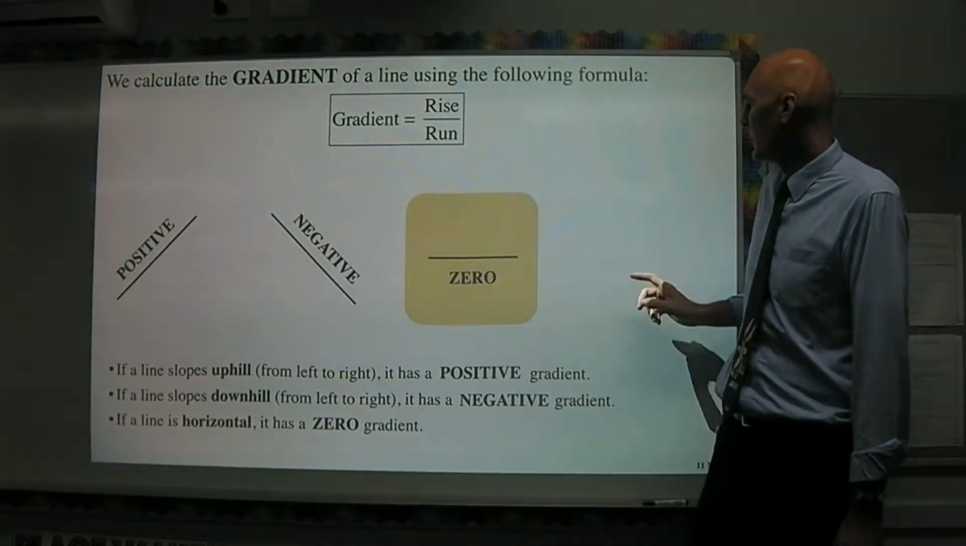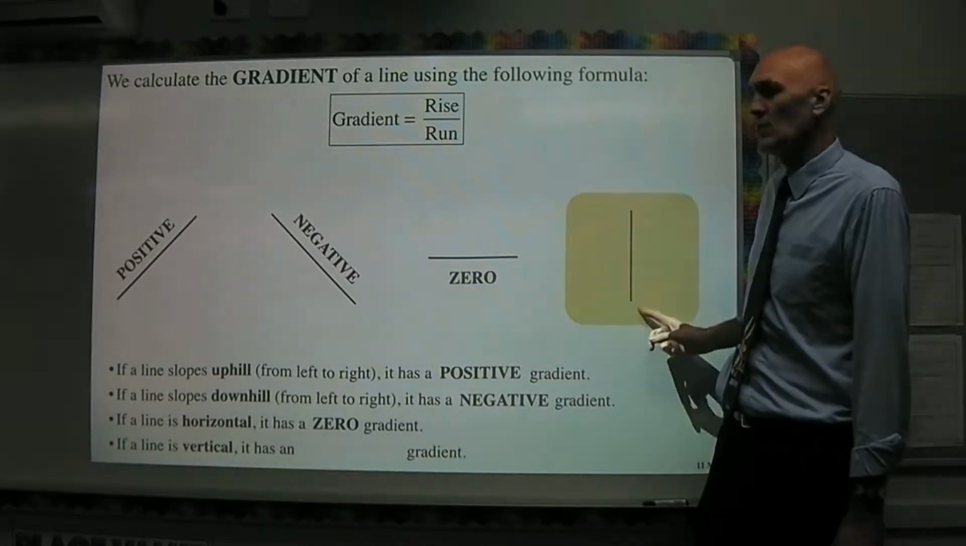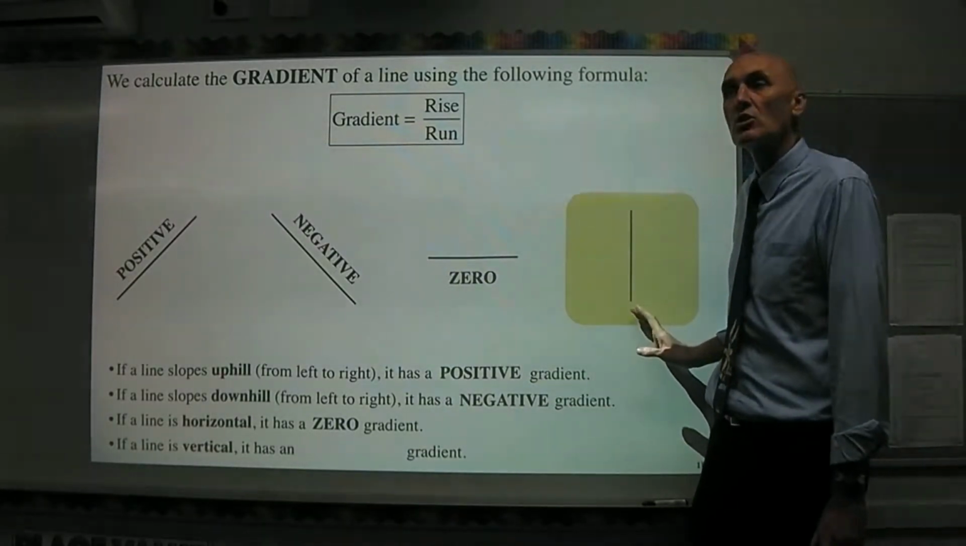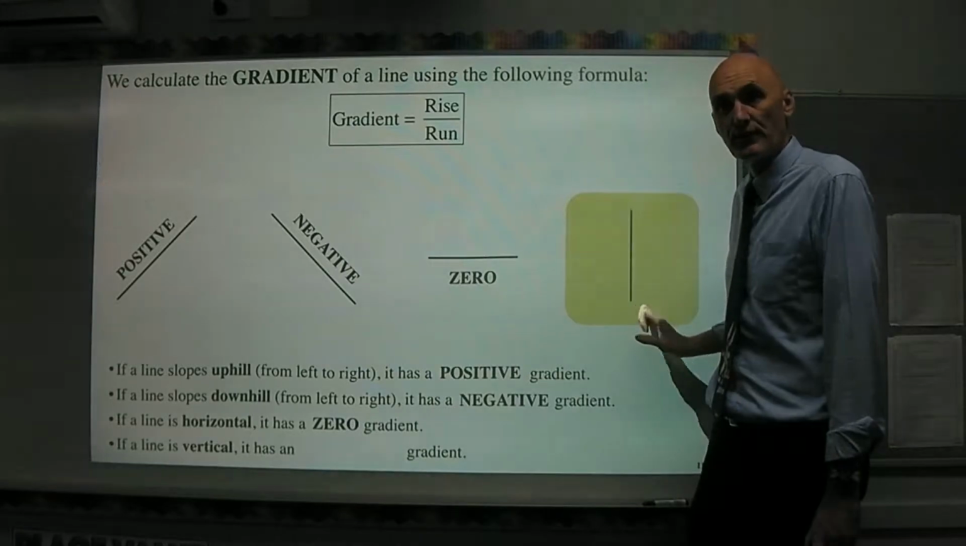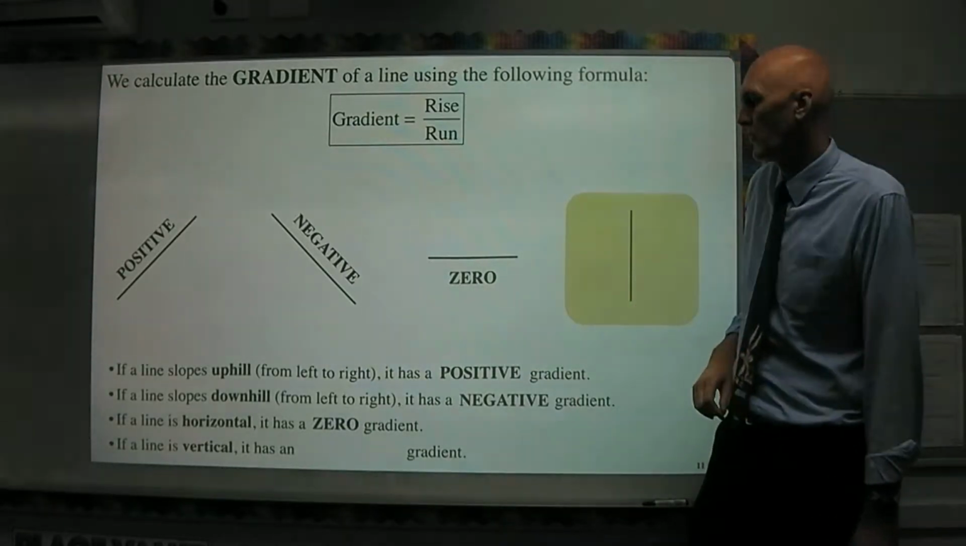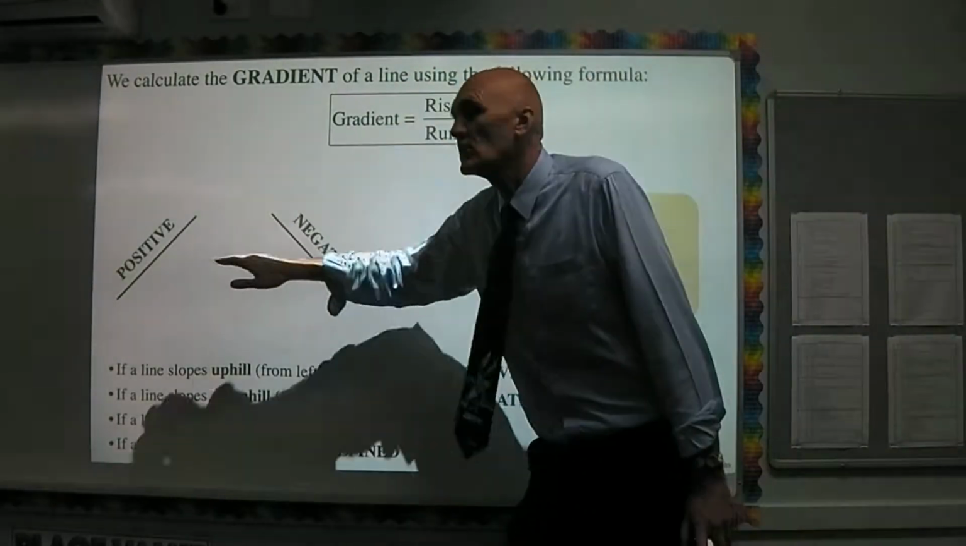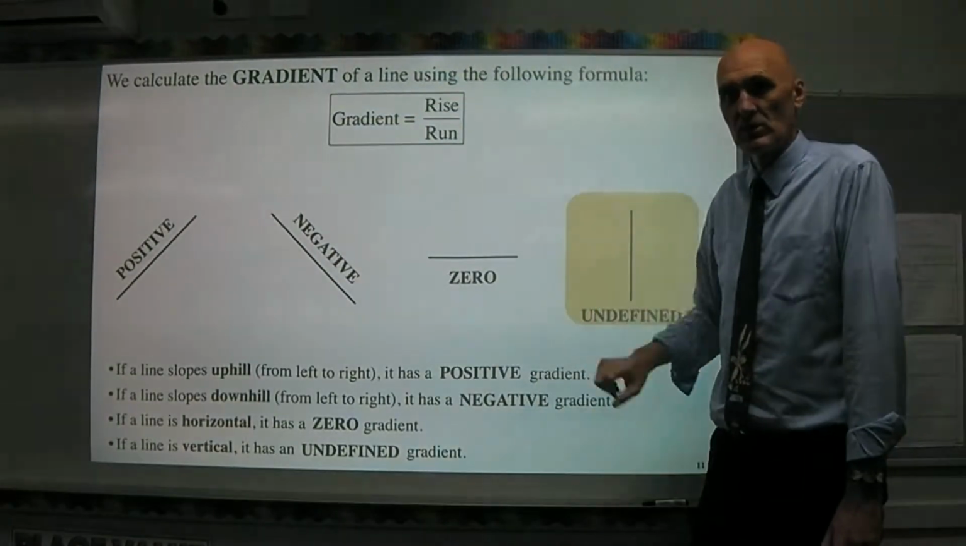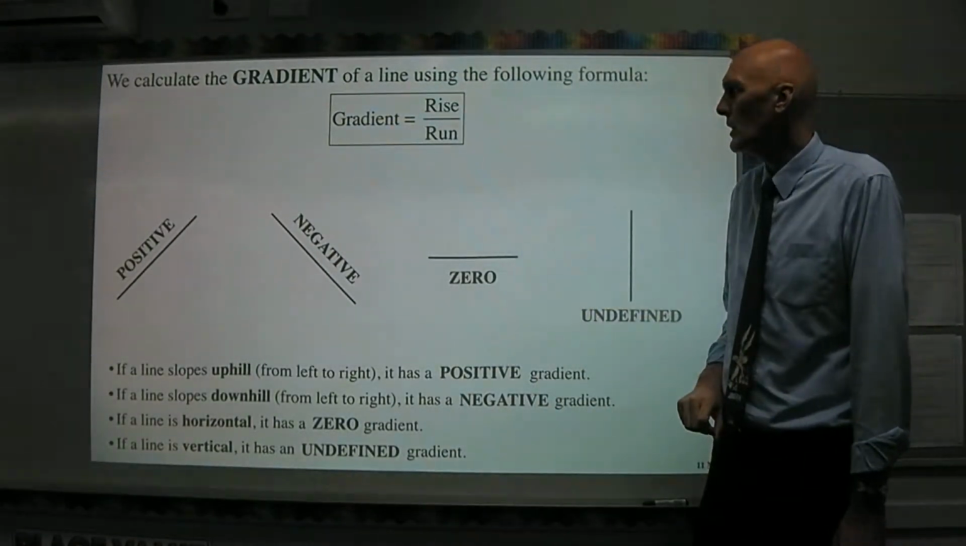And the last one, and you don't tend to get a lot of these at the moment. What do we know about the gradient of a vertical line? Undefined. We don't have a numerical value for it. So there are 4 gradients that we come across when we're dealing with straight lines.